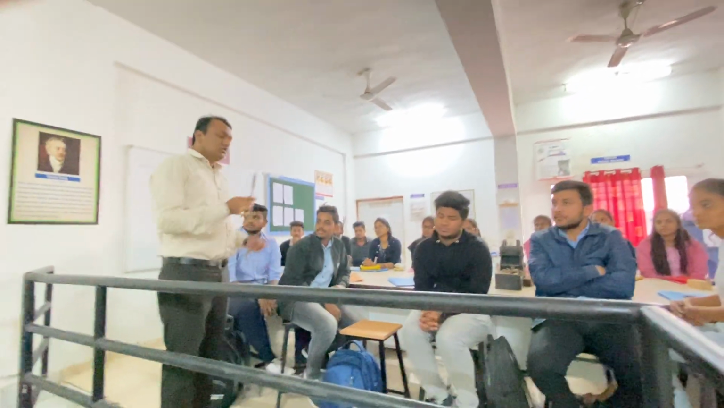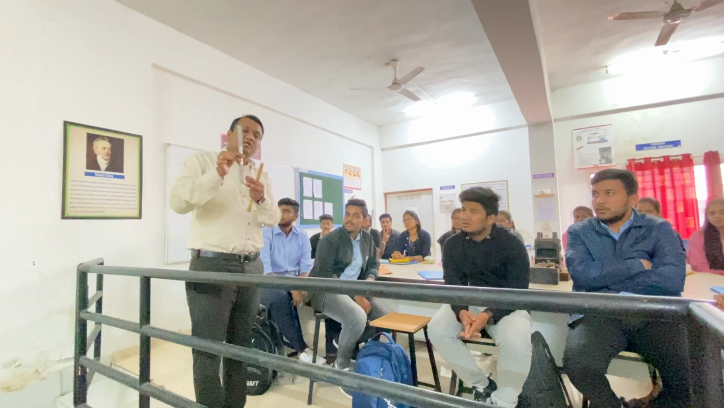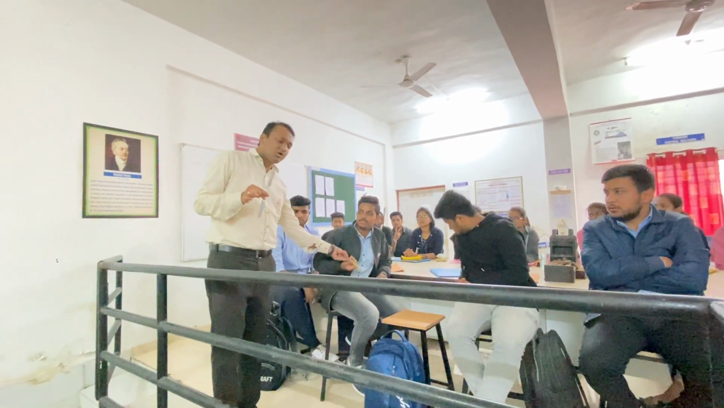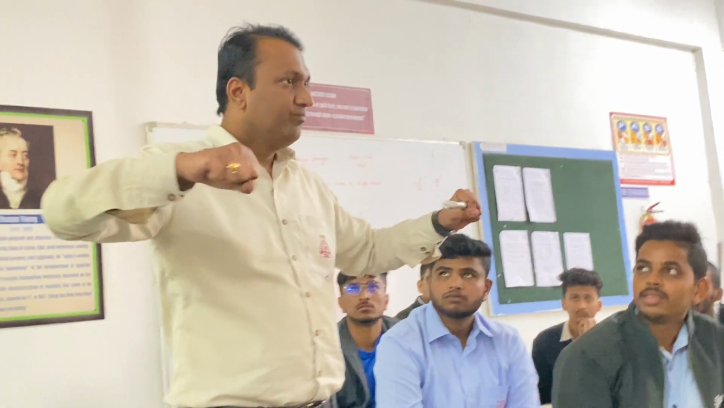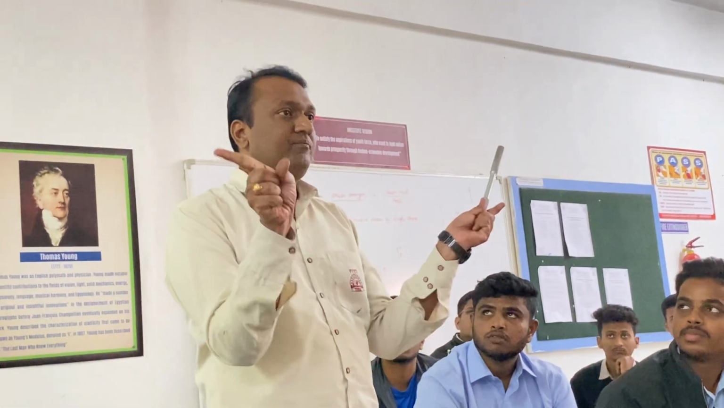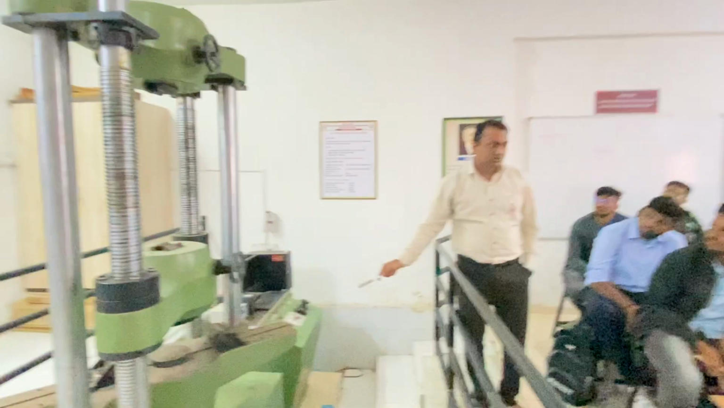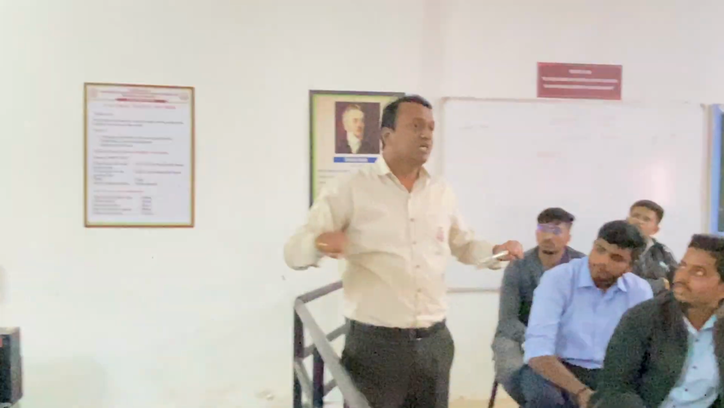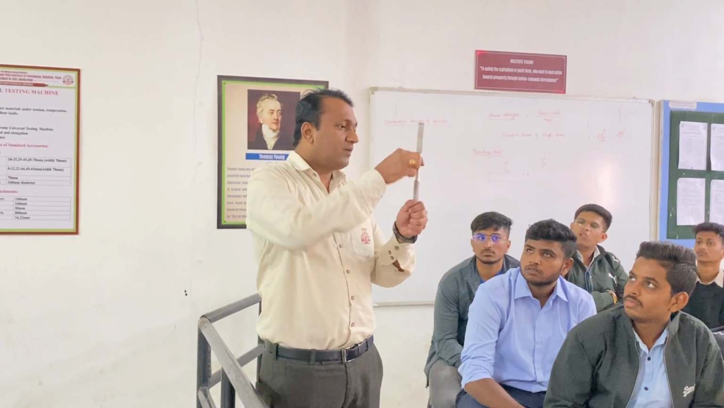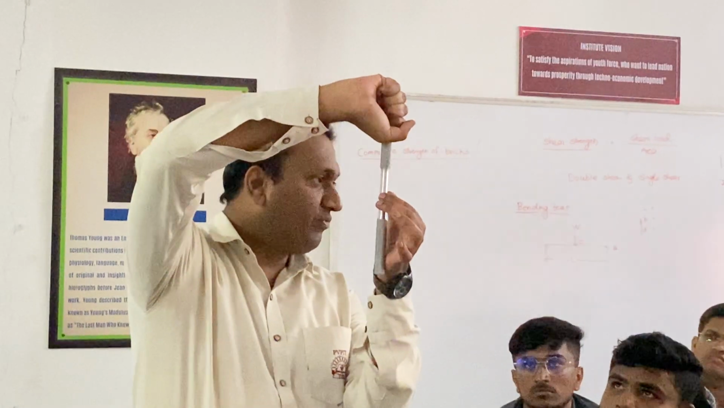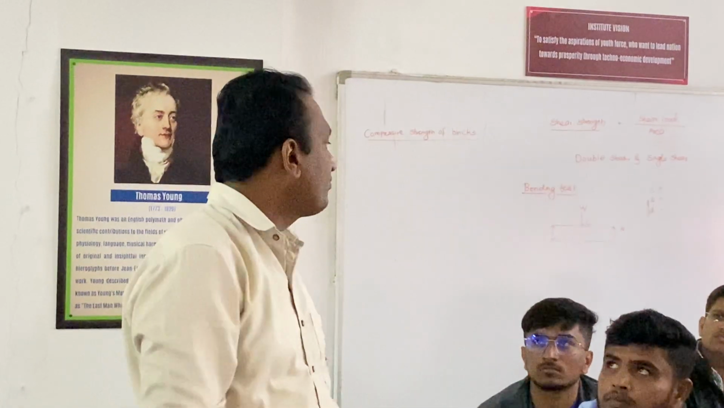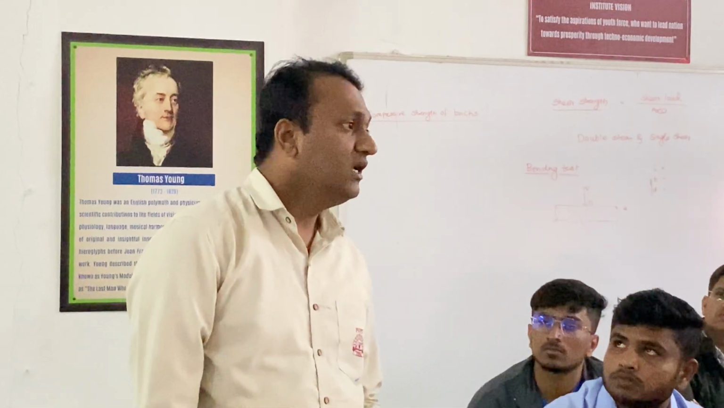After testing, what happens to the specimen? How is the force applied? In tension, we are applying the force away from the specimen. If you fix it here, the middle jaw is going to move in the downward direction, so there is an upward force and a downward force. Which type of force is applied? The tension force is applied. After applying the tension force, exactly at the middle there will be failure. The failure pattern is in the form of cup and cone.